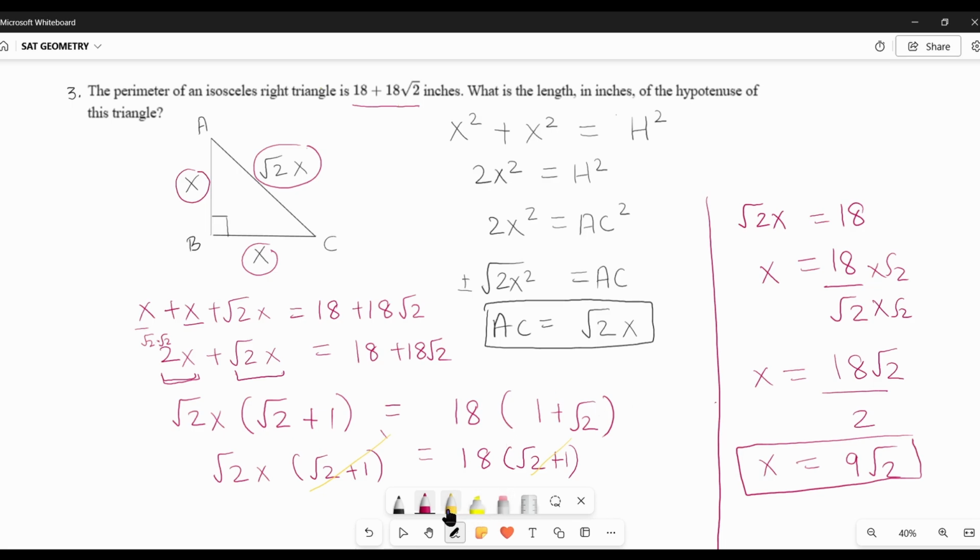But the question was that we needed to find the hypotenuse. So we know that the hypotenuse is root 2x. That means root 2 times the value of x, that is 9 root 2, which is equal to 18. So that's our final answer.